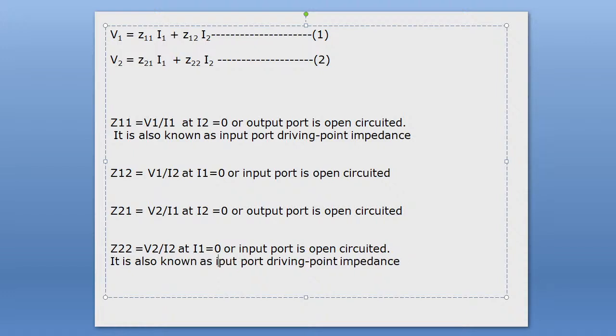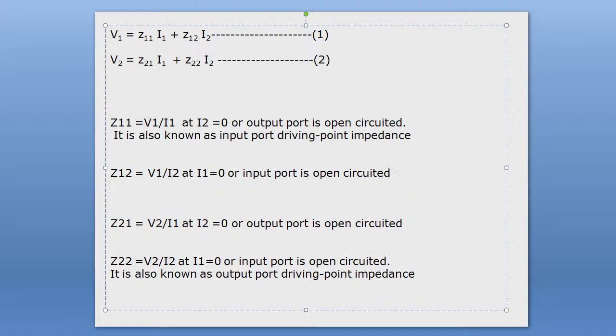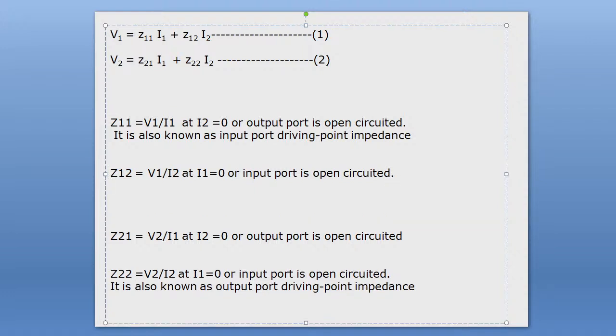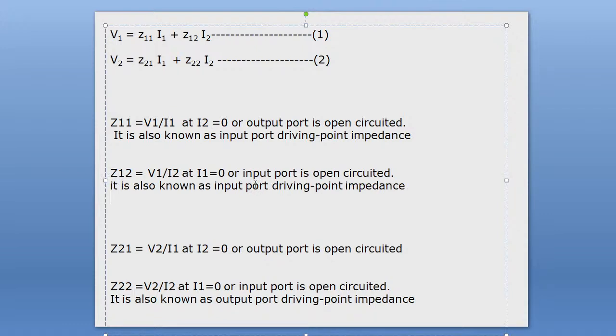You just press in output port driving point impedance, and you see these two are transfer impedance. This impedance is also known as feed forward or forward transfer impedance. Note, this is backward: V1 by I2, V2 by I1 forward. This is reverse. I2 is feedback.